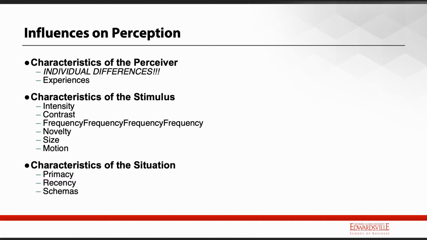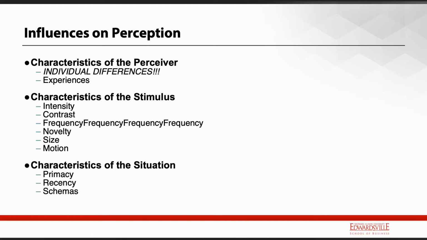What influences the perception that we experience? Number one is our own experiences, our individual differences, our different personality characteristics, the different experiences that we've had over our life. All of these things influence the lens with which we use to see and understand and make sense of the world. Then there's the characteristics of the stimulus.